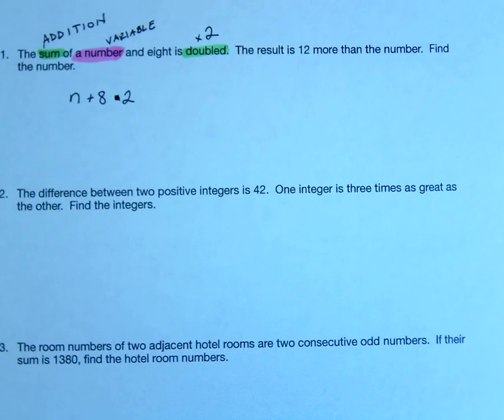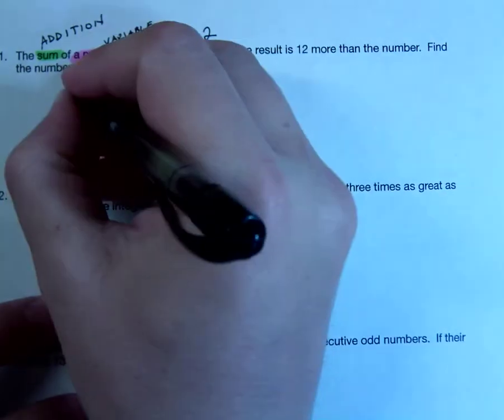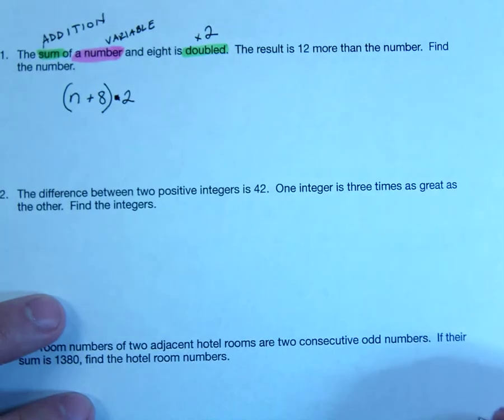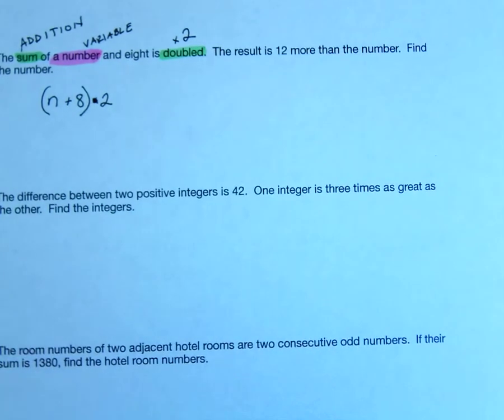Yeah, but I don't want to double only the 8, right? I want to double the sum. It says the sum is doubled. How can I double the whole sum? Put it in parentheses. Parentheses. There we go. That says double the whole thing, the 8 and the n. Great. Okay, moving on.